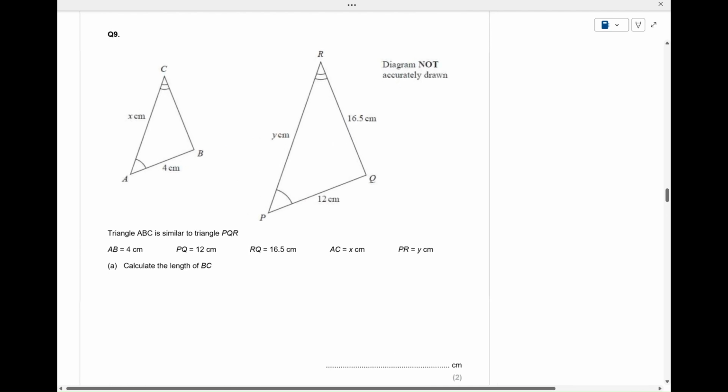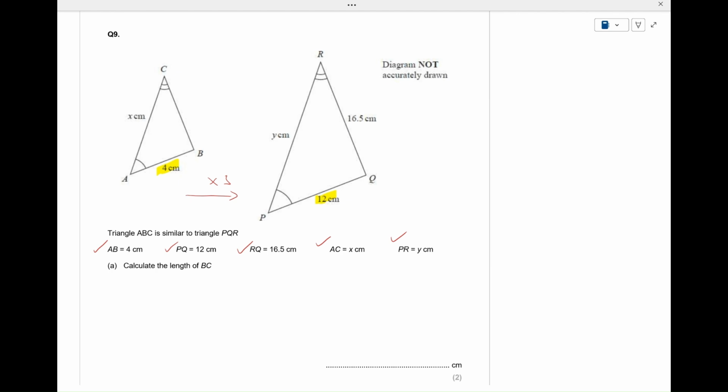Question 9. Triangle ABC is similar to triangle PQR, although the same, except one's bigger than the other. I've given some lengths, and I'm checking that everything is labelled on the diagrams, and it is. What do I notice? Look at this. That's 4, and that's 12. So the scale factor is 3, isn't it? The bigger triangle on the right has got side lengths which are 3 times the triangle on the left.